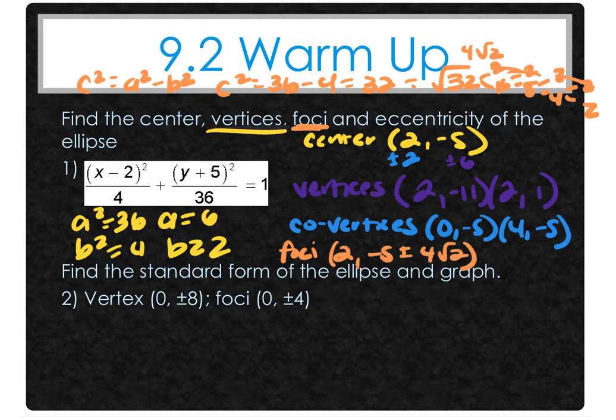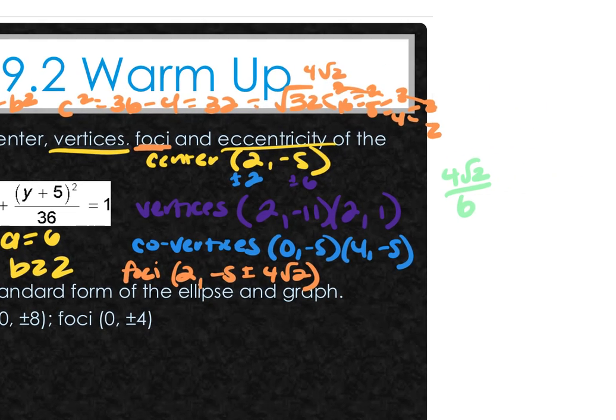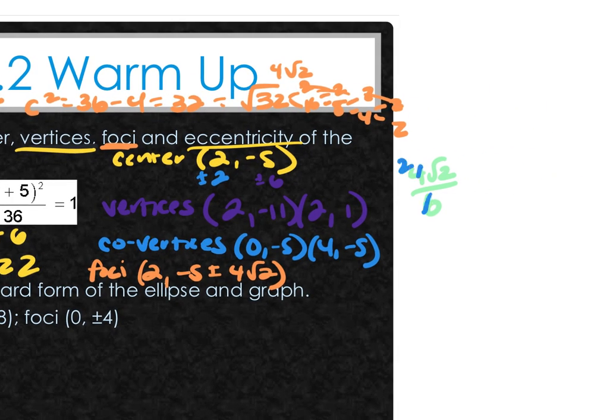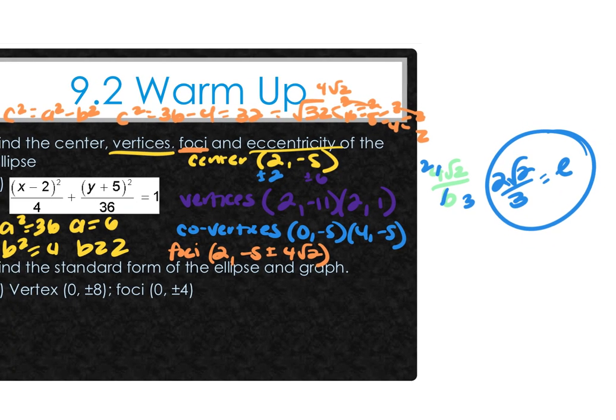And then the last thing it asks for is eccentricity, and that is your c over a. So c was 4 root 2 and a is 6. And that simplifies to 2 root 2 over 3. That's your eccentricity. So all those parts need to be identified. And you also would need to be able to graph it. So at some point, you're graphing each of these conics.